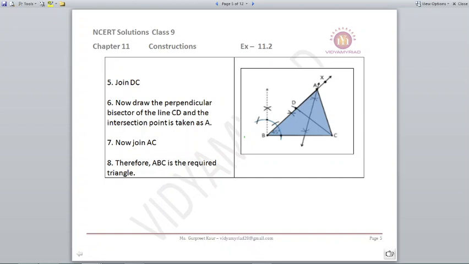So I repeat again: after making 45 degrees, you will draw a straight ray, that is BX. On that line, you will cut an arc of 3.5 centimeters, which is marked as D. So DC is your line, join it and draw the perpendicular bisector on it. Wherever that line meets BX, that point is known as A. Join AC, ABC becomes the required triangle.